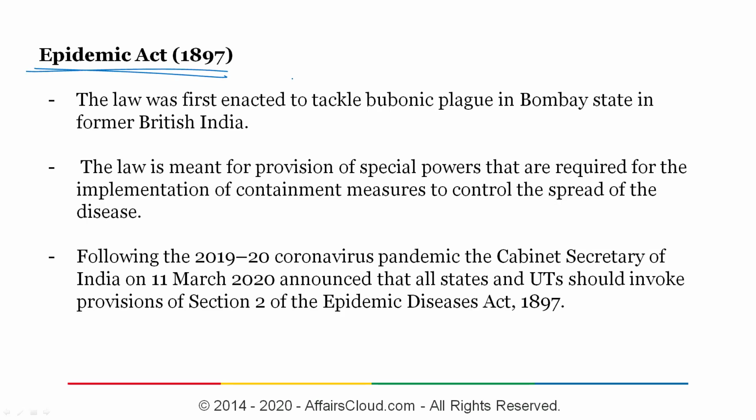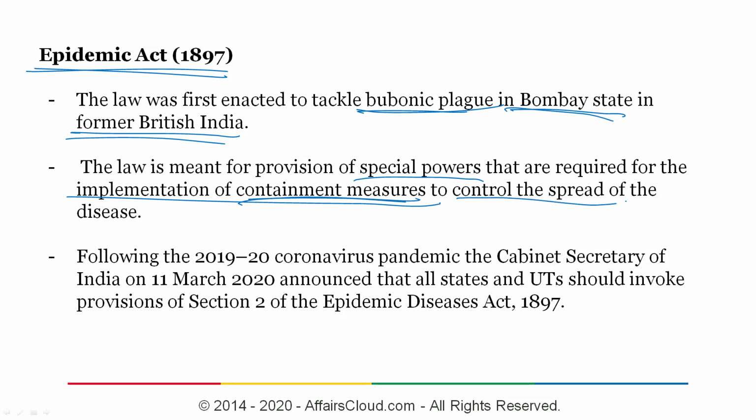So, taking a brief look at the history of the act, the law was first enacted to tackle the bubonic plague in the state of Bombay in former colonized British India. And this law is meant for the provision of special powers that are required for the implementation of containment measures in order to control the spread of contagious diseases. Hence the name Epidemic Act.